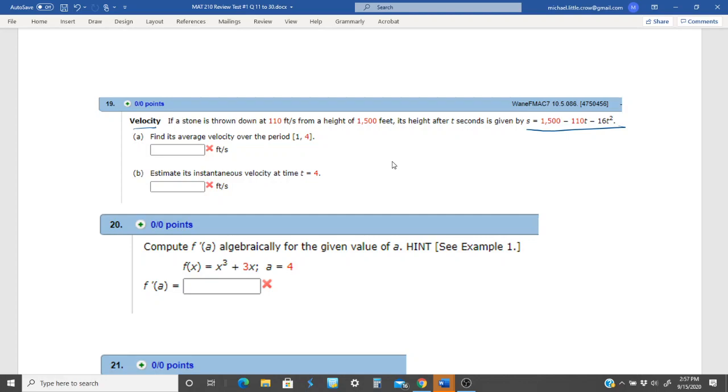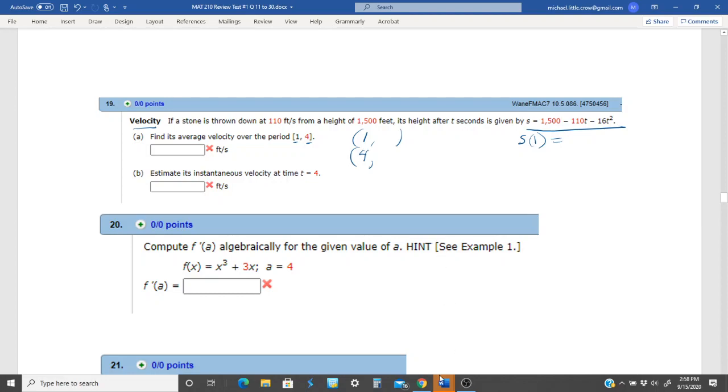So find the average velocity over this period. So it's the slope of the position function. So the average velocity will be between 1 and 4. We need the positions at those times. So when t is 1 and when t is 4. So again, we plug those into the function, so we get s of 1.